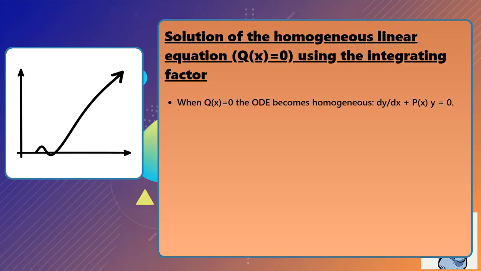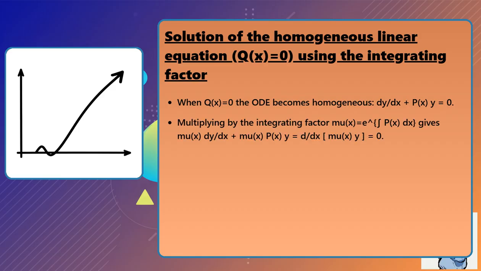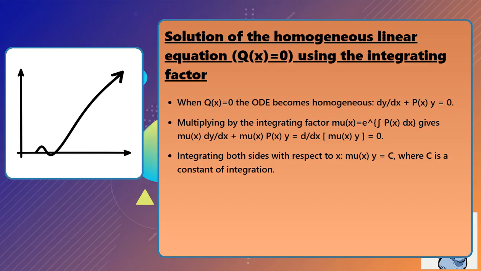When q(x) = 0, the ordinary differential equation becomes homogeneous: dy/dx + p(x)y = 0. Multiplying by the integrating factor mu(x) = e^(integral of p(x) dx) gives mu(x) dy/dx + mu(x)p(x)y = d/dx of mu(x)y = 0. Integrating both sides with respect to x, mu(x)y = c, where c is a constant of integration.